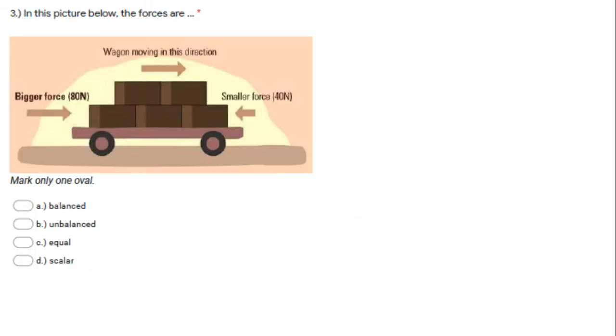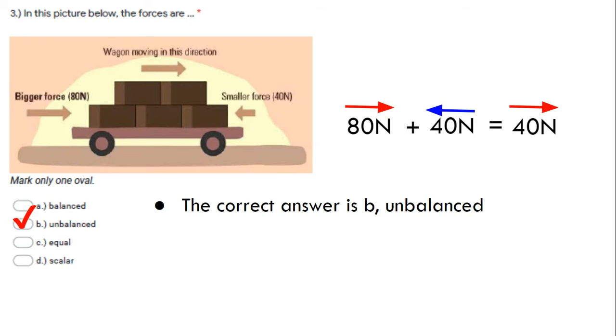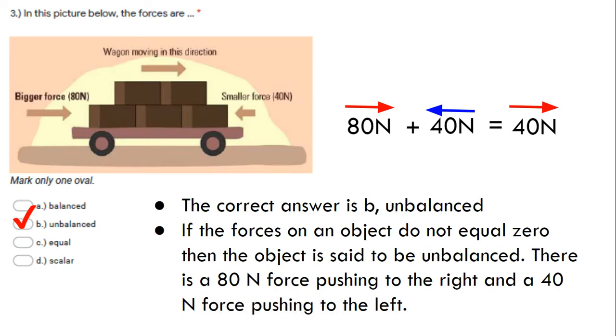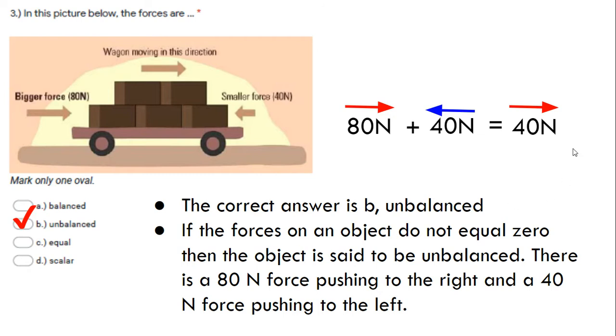Right, question 3. In this picture below, are the forces balanced, unbalanced, equal, or scalar? Right? The correct answer is unbalanced, right? So if the forces on an object are not equal to 0, then the object is said to be unbalanced. We can see there is an 80 Newton force pushing to the right and a smaller Newton force pushing to the left. So that's 80 to the right, 40 to the left. When we add them together, we get 40 left over to the right. Because the number's not 0, it means it's going to push to the right, which means it's unbalanced. It's going to move in one direction.